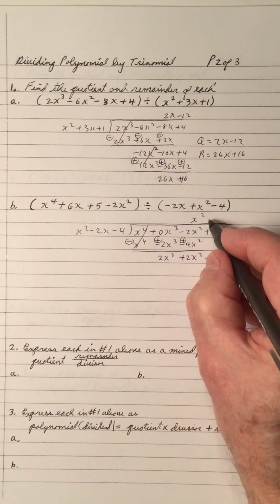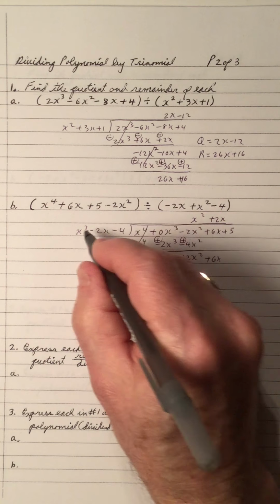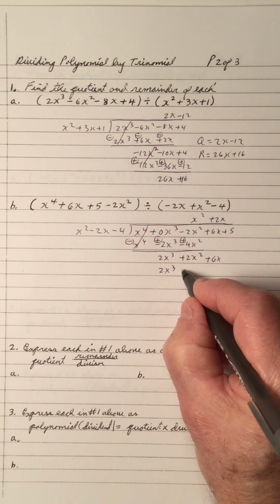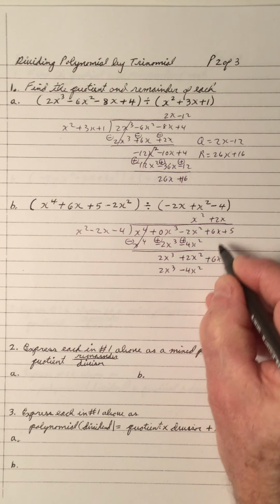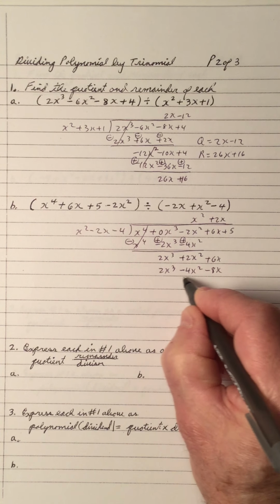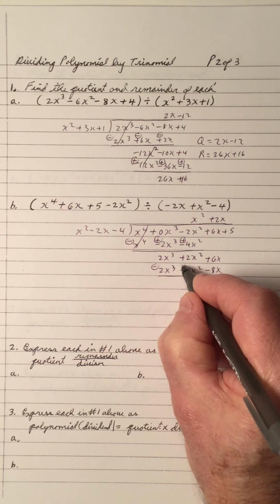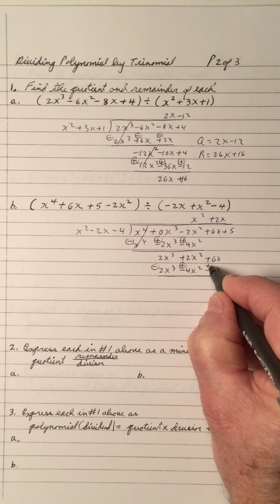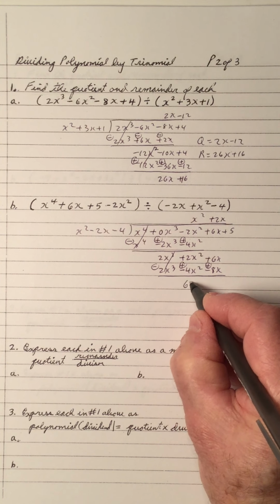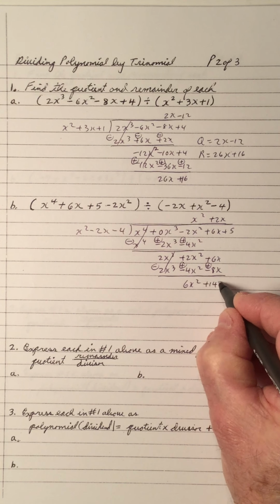x squared into 2x cubed is a plus 2x. Plus 2x times x squared is 2x cubed. Plus 2x times negative 2x is negative 4x squared. Plus 2x times negative 4 is negative 8x. And we subtract. We change the signs of a negative, positive, positive. 2 minus 2 cancels out. 2 plus 4 is 6x squared. And 6 plus 8 is 14x.